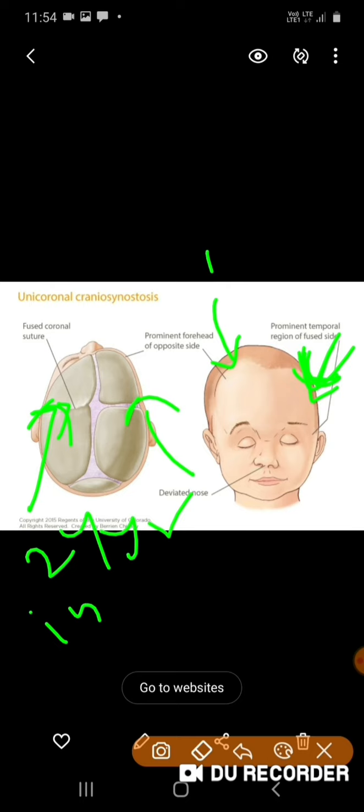Here there is no fusion in the coronal suture, but on this side the coronal suture gets fused, and the developing brain is not accommodated by the overlying skull or calvaria that fused earlier before the age.